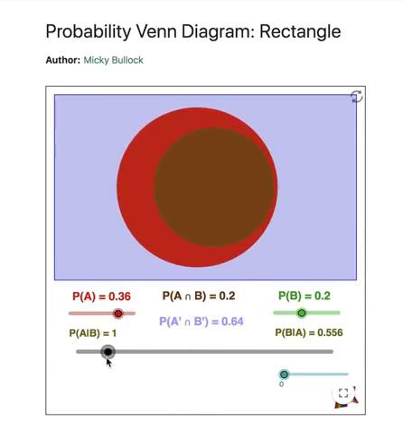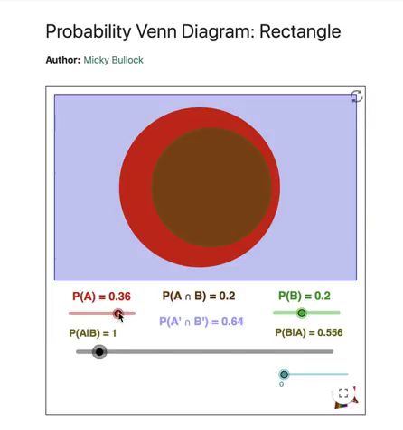I'm going to move it all the way to the left, and once the event B is completely inside of A, we can see that the probability of A happening, knowing that B has occurred, is equal to 1. Because if you know B has occurred, you're most certainly also in the event A.